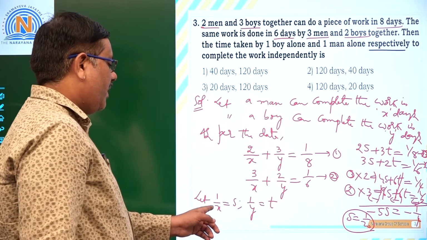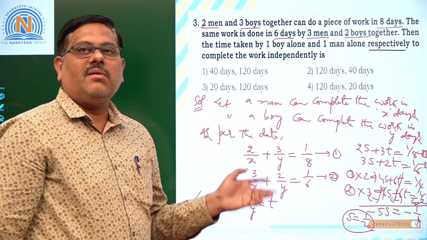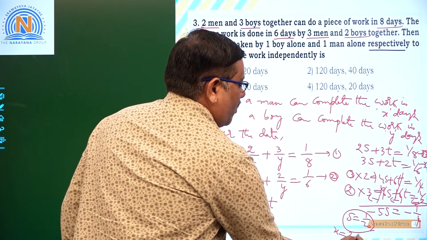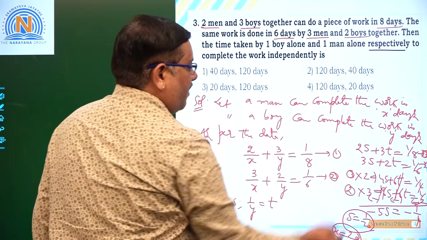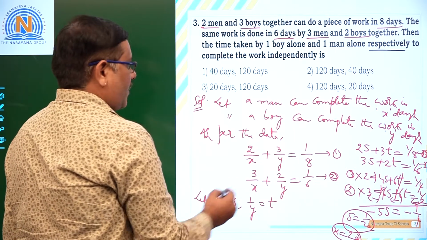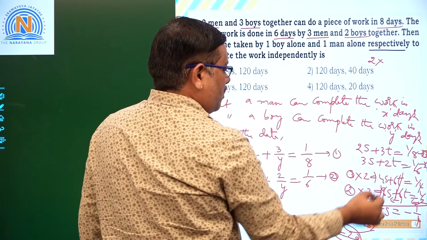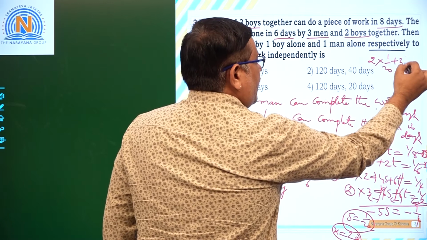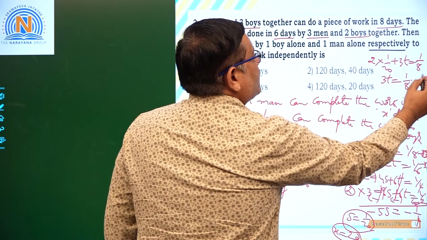If S is 1 upon 20, X will be 20. So X is 20 means a man can complete the work in 20 days. X is 20. Okay, fine. If X is 20, what about Y? For the Y value, we have to find out T first. How do we get T? Take 2S plus 3T is 1 by 8. 2 into S, S is how much? 1 by 20. Right? Plus 3T is equal to 1 by 8. So 3T is going to be 1 by 8 minus 1 by 10.